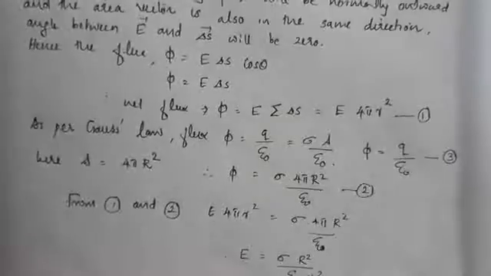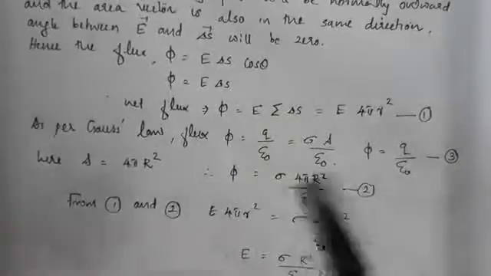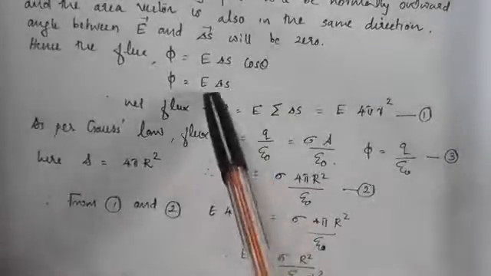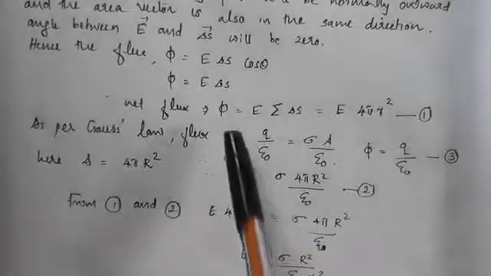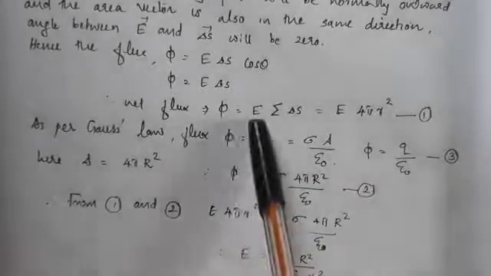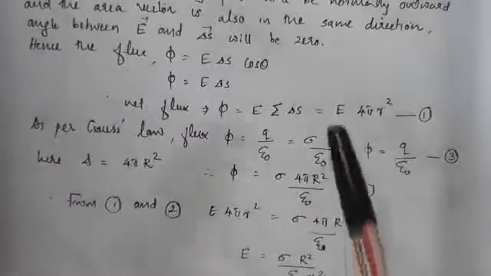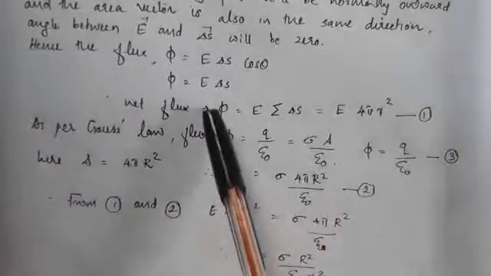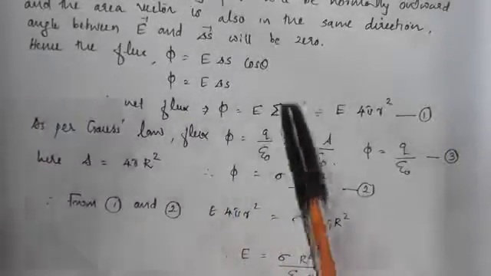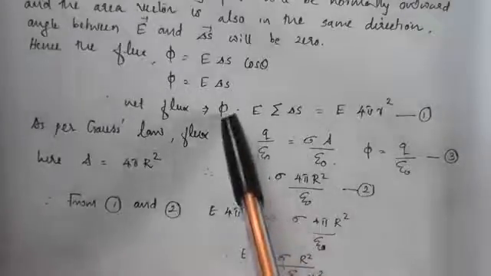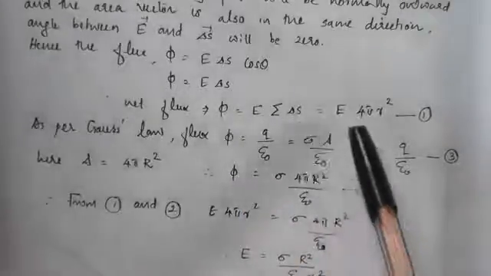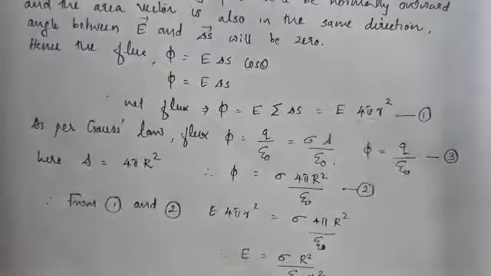Now when I find the total flux, I will add all the small fluxes. So I get total flux phi as E into sigma delta S. So when I find the total flux, I should include the total area. Total area is 4 pi r square. So the flux is E into 4 pi r square.